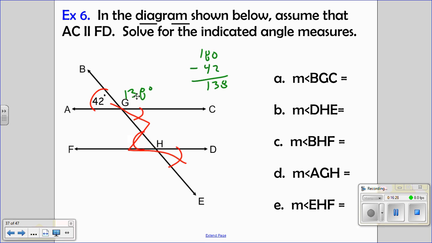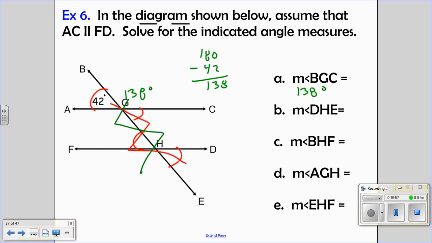And you can start your zigzag from this one to figure out the angle matches to this. So zig, zag, zig. All right, and now that you have all the measurements for every angle in the picture, answer the questions. A says find the measure of angle BGC. Well, we just did that. That was 138 degrees.